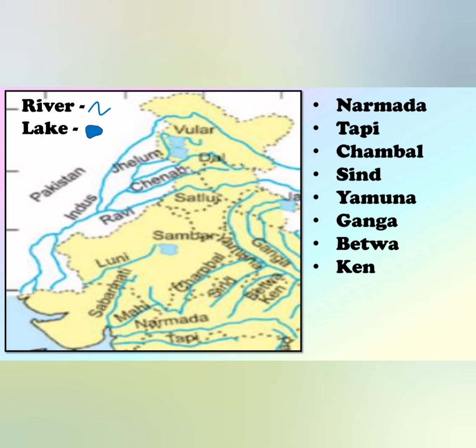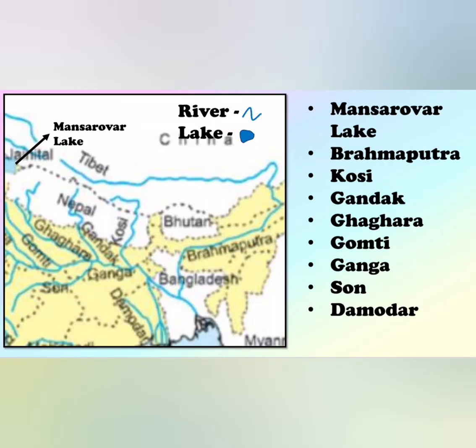Beside the river Mahi we have the river Chambal. Below Chambal there is Sindh. Beside Sindh we have Yamuna, and above Yamuna we have Ganga. Then below Sindh we have Betwa and Ken rivers. Children, we saw the western and a part of the northern rivers and lakes, right?